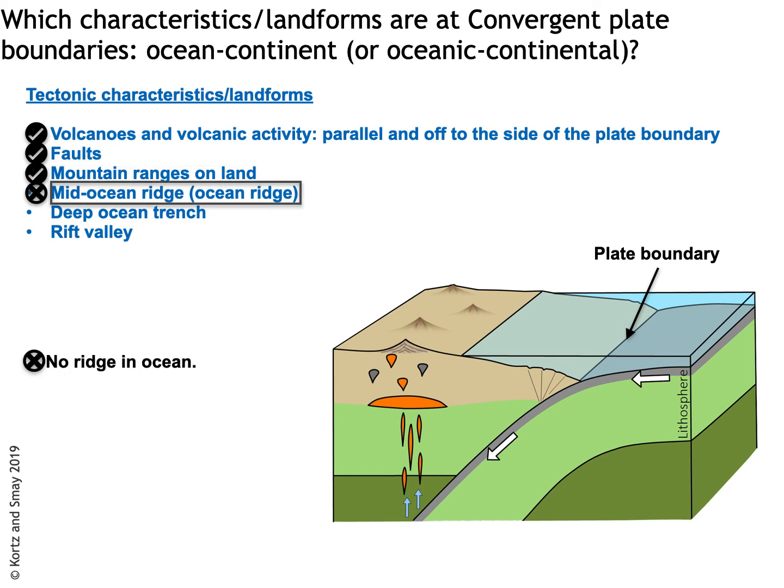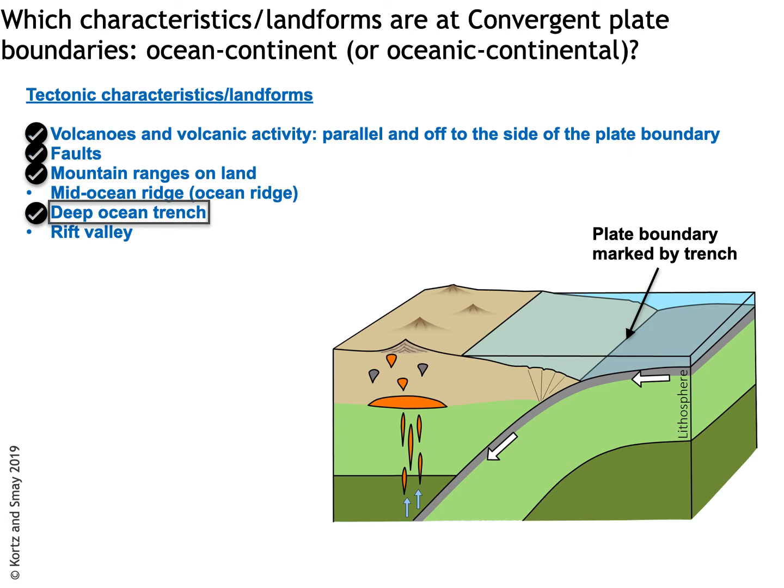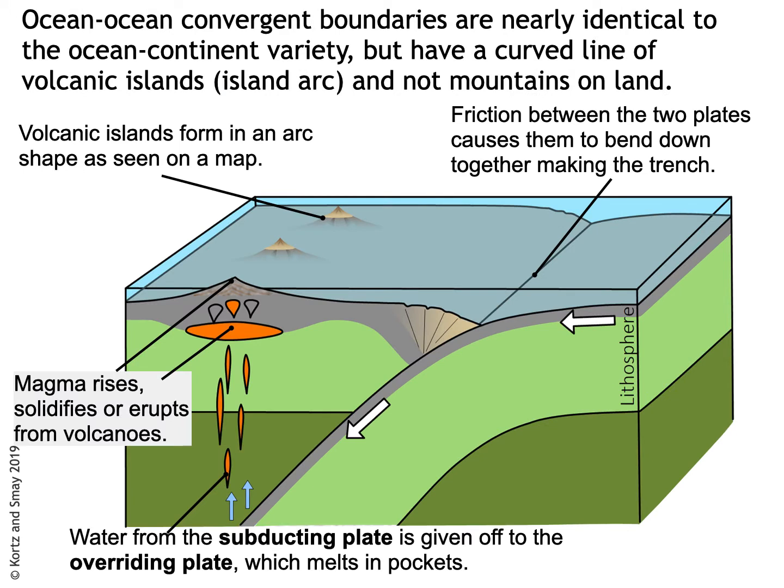Do we have a mid-ocean ridge? We do not. There's no ridge in the ocean here. We do have the alternate landform, which is the trench, but no ridge. The trench marks the plate boundary, this long, narrow V-shaped valley. And last but not least, do we have a rift valley? We do not. There's no rift valley here. That would occur only at divergent continental plate boundaries.